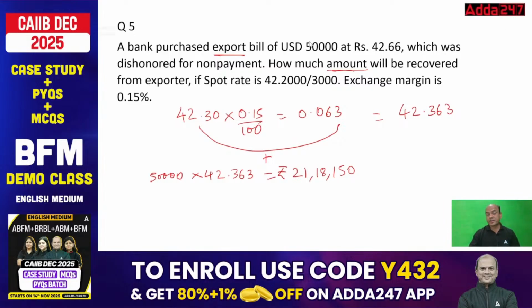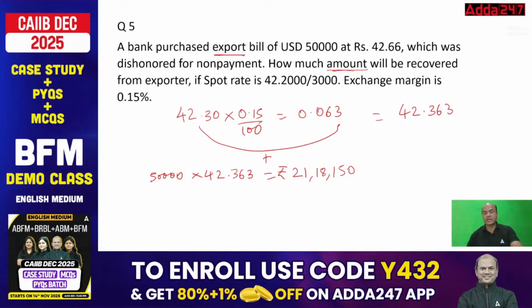Reverse of export is import. So it means I'm doing a reverse transaction. So it is a sell transaction actually. Sell transaction means I'll be adding the TT margin. So 42.30 plus 0.063, so it is 42.363. Right? This much is the rate to be applied.